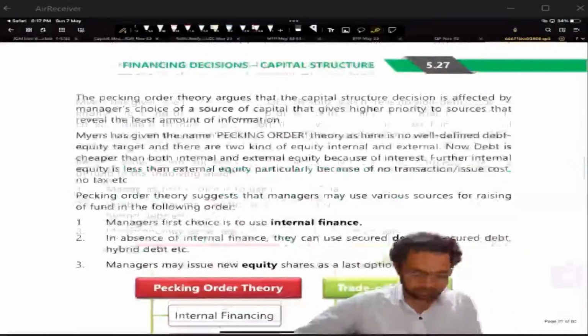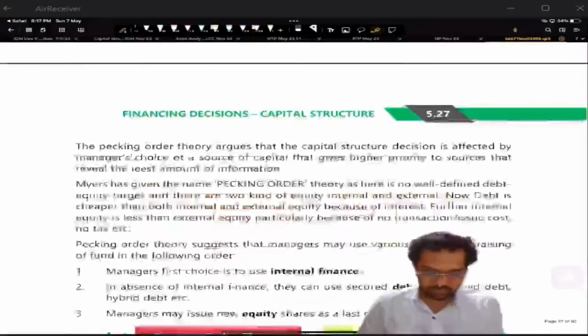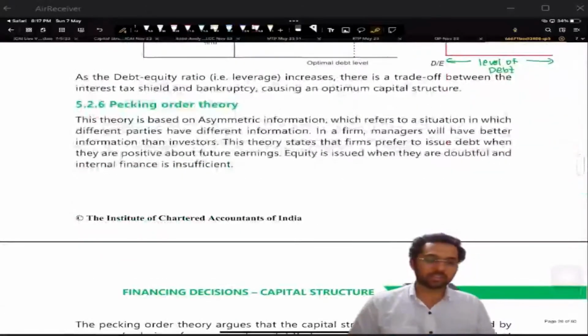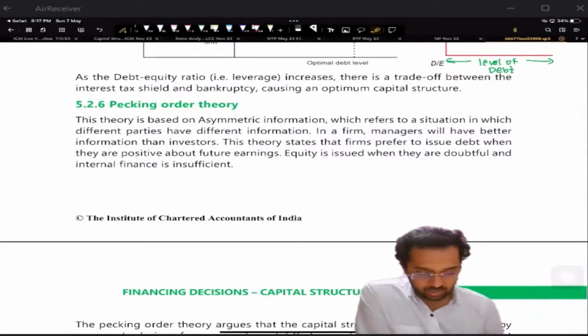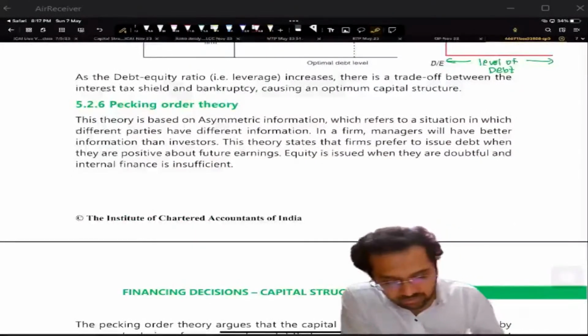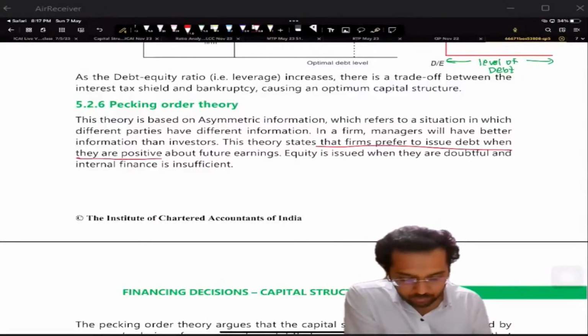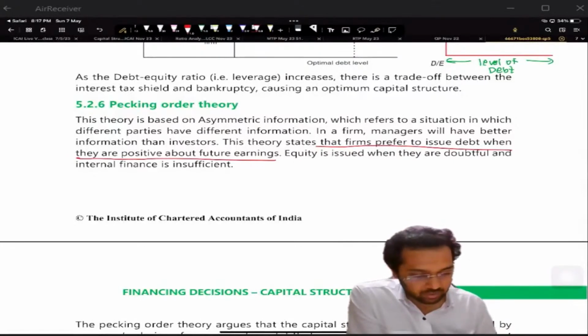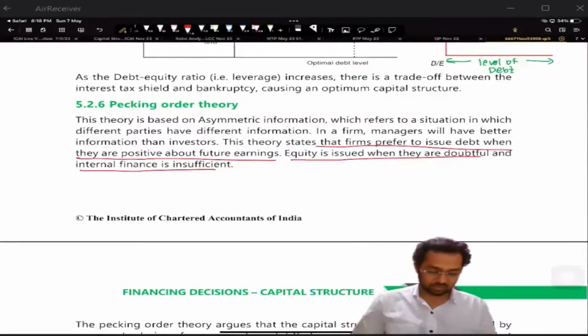Then pecking order theory. Pecking order theory is a theory which is based on a survey undertaken amongst finance managers. This theory simply states that the firm prefers to issue debt when they are positive about future earnings. Equity is issued when they are doubtful and internal finance is insufficient.